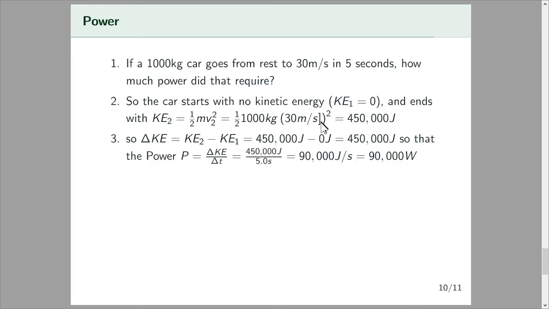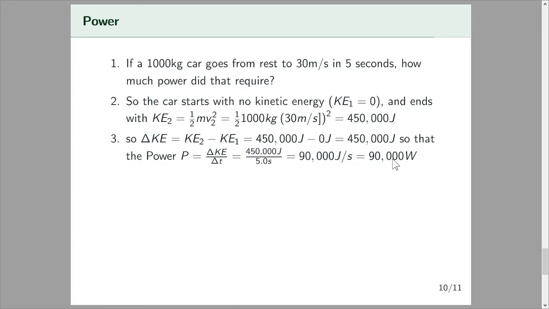You can neglect that little square bracket there. That comes out to 450,000 joules of kinetic energy. So it went from 0 kinetic energy to 450,000 joules of kinetic energy in 5 seconds. And so the power is the change in energy over the change in time. That's 450,000 joules divided by 5 seconds, or 90,000 joules per second, or 90,000 watts. That was the power required to do that.